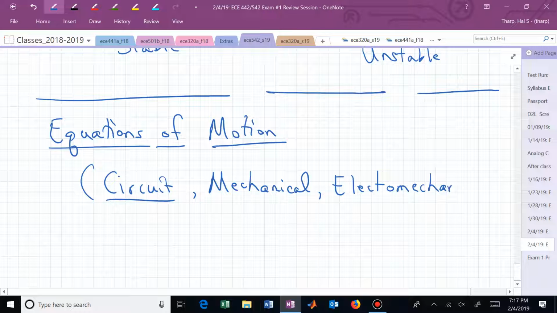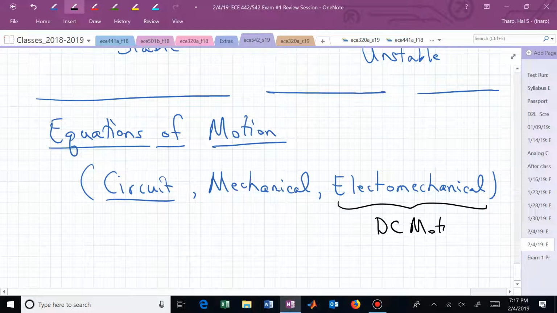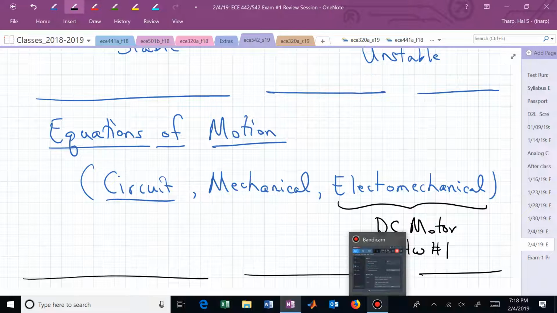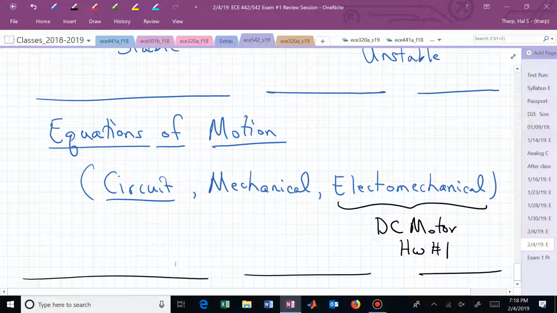But in general, I would like you to be comfortable with a mechanical, electromechanical system. This was our DC motor from homework number 1. But on this exam, you're probably going to be more focused on finding a transfer function from a circuit and just looking at the denominator and saying, okay, what are the roots of that denominator polynomial? What are the poles of my system, and which ones are the fastest? And use that to determine your sample period, capital T.